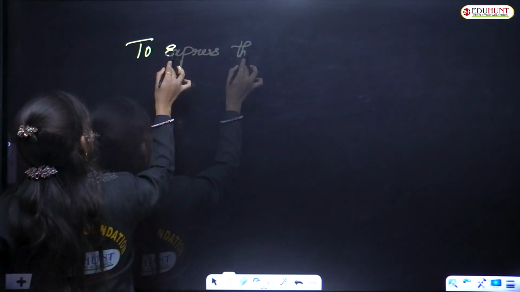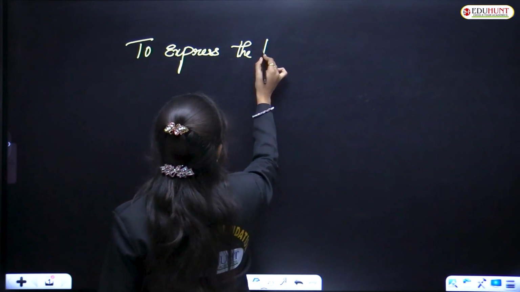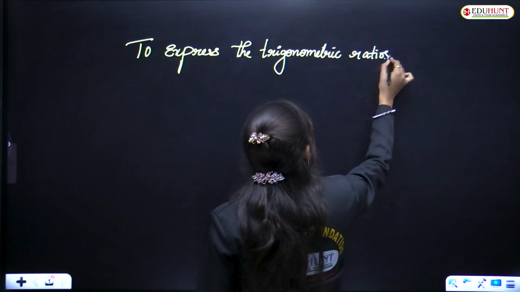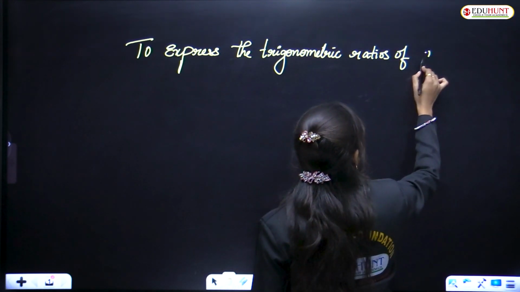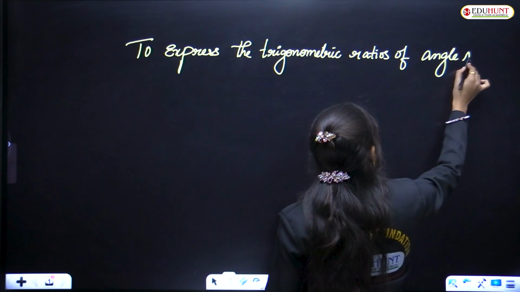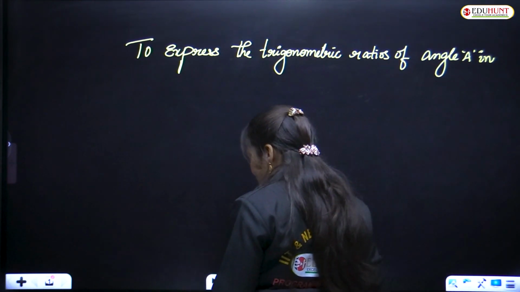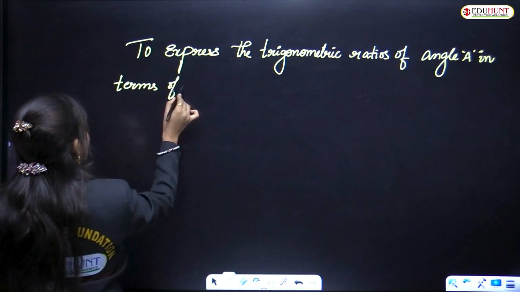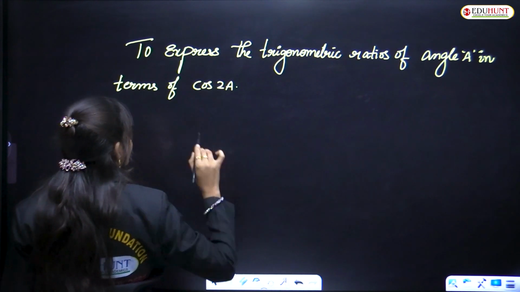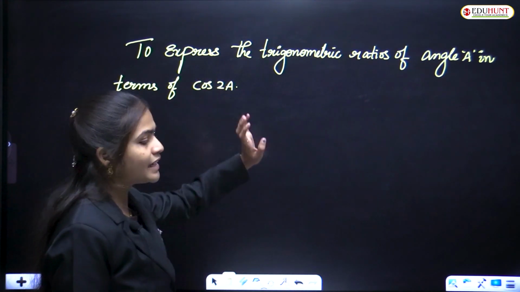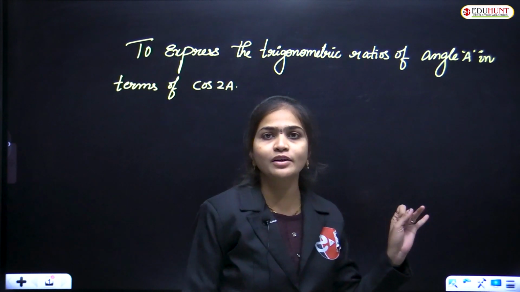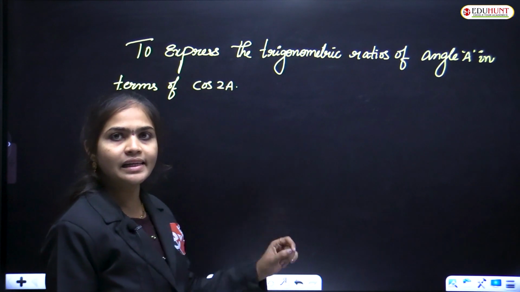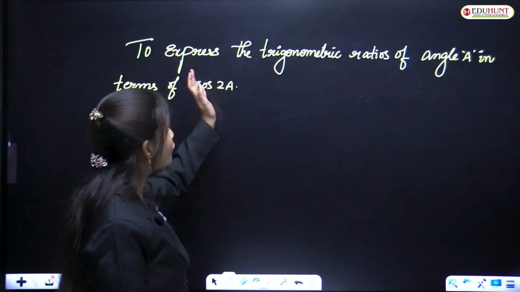To express the trigonometric ratios of angle A in terms of cos 2A. So children, here what we have to discuss? To express the trigonometric ratios. Trigonometric ratios means sin, cos, tan, cot and so on. So to express the trigonometric ratios of angle A in terms of cos 2A.